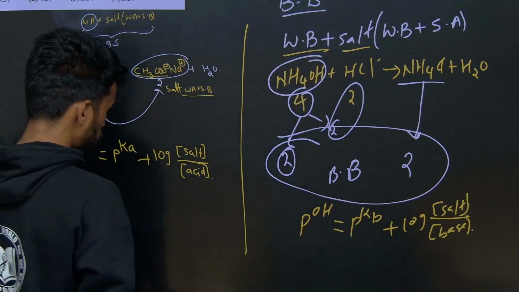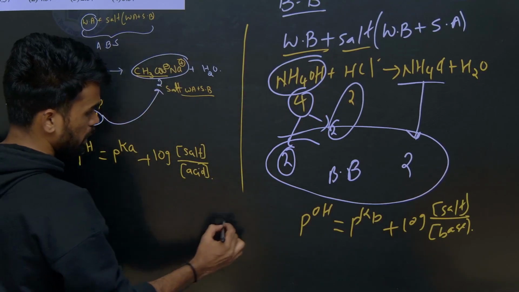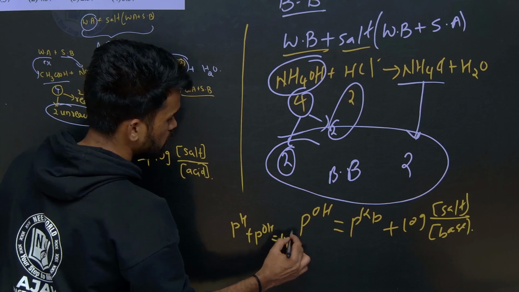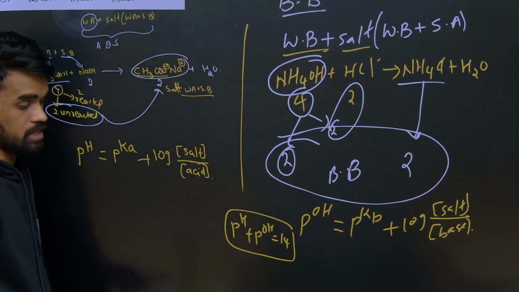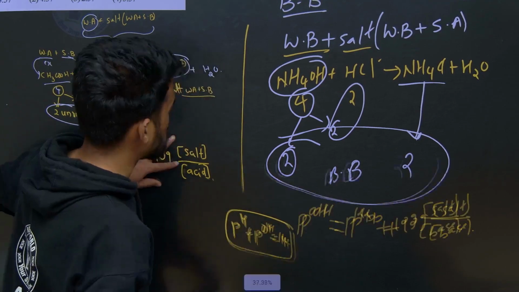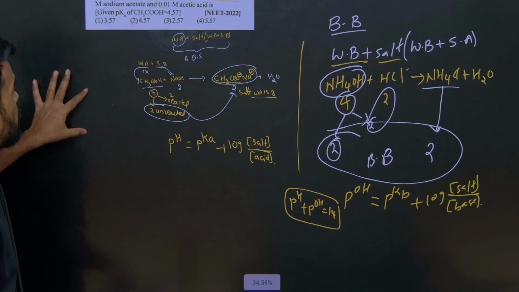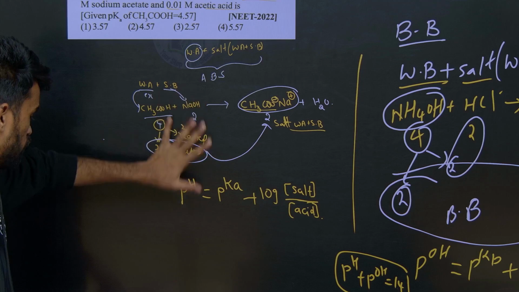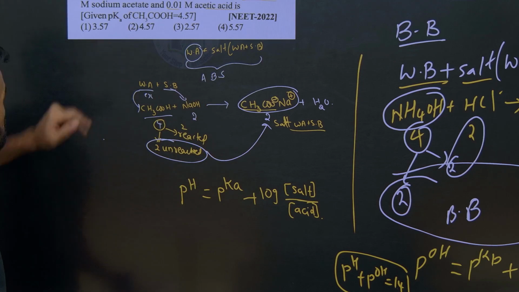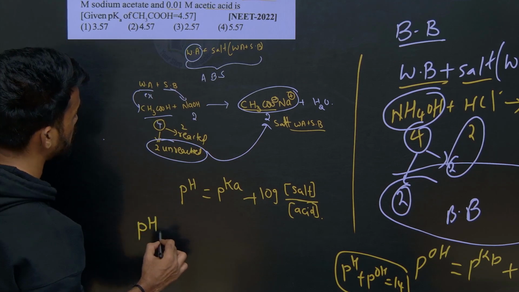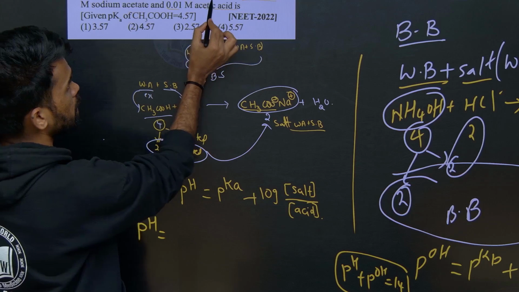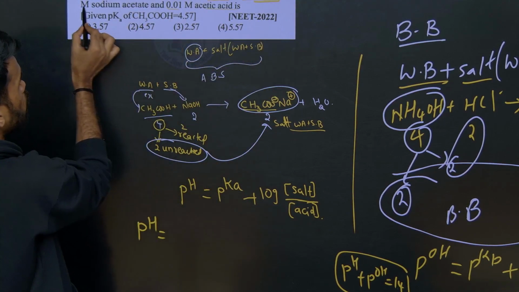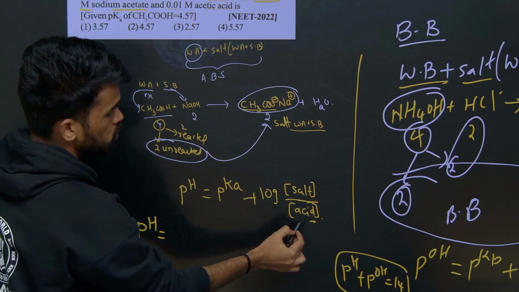Now what is the relation between pH and pOH? pH plus pOH equals 14. This is at 25 degrees Celsius. We already saw this in the previous slide. Now for this particular question we required this information. They are asking the pH of a solution containing 50 ml each of 0.1 molar sodium acetate and acetic acid. So the salt is sodium acetate.